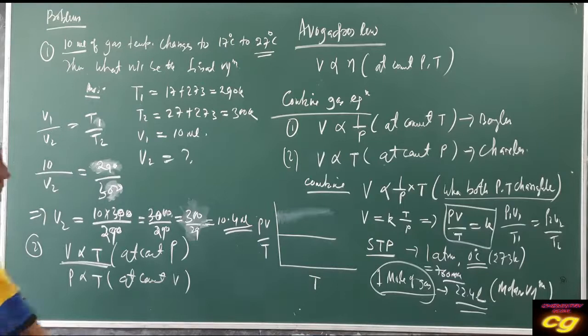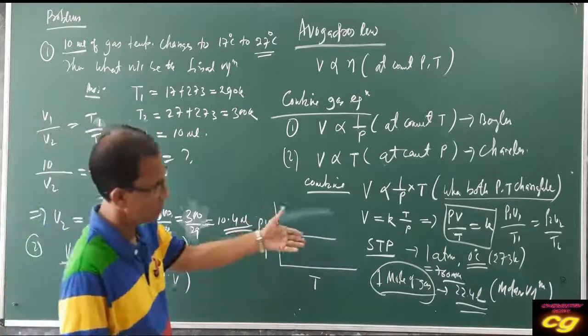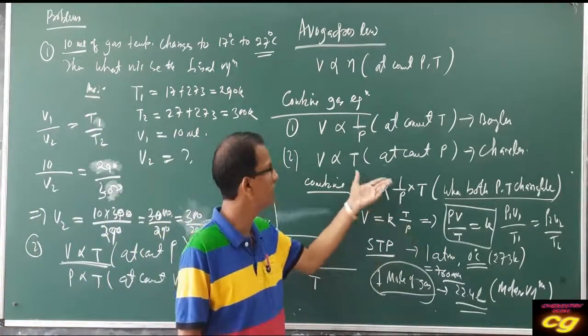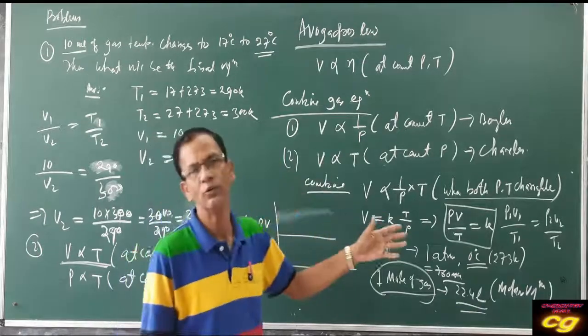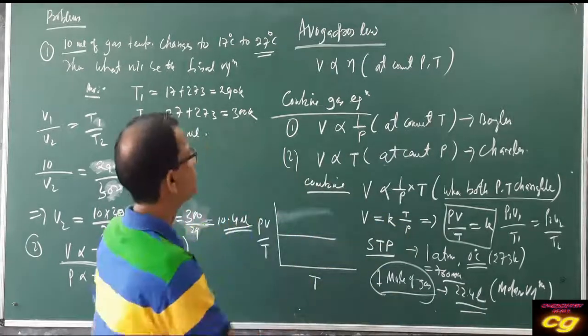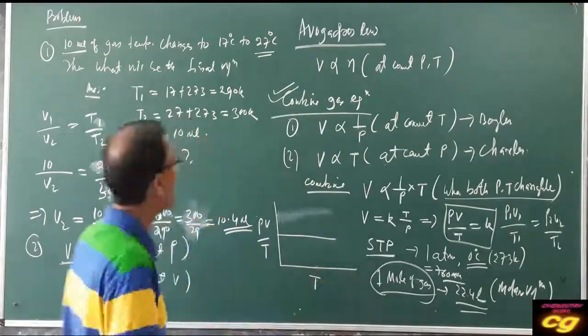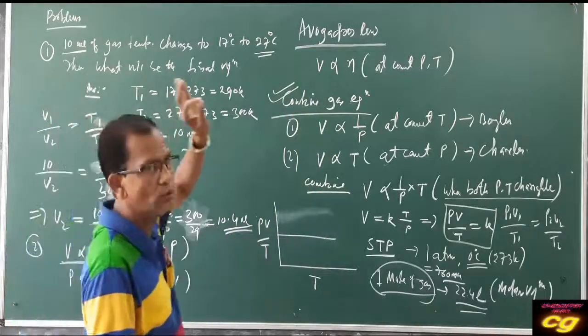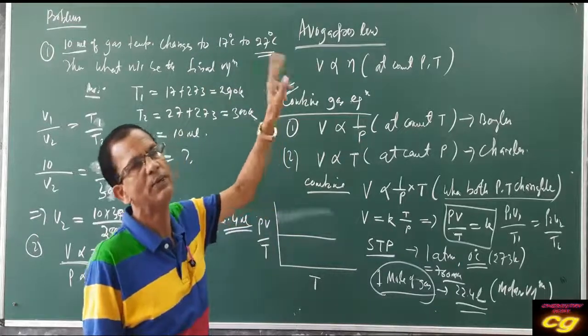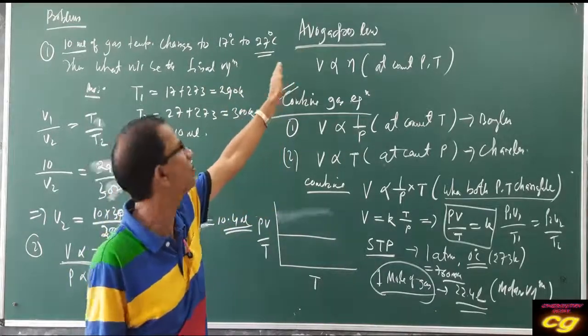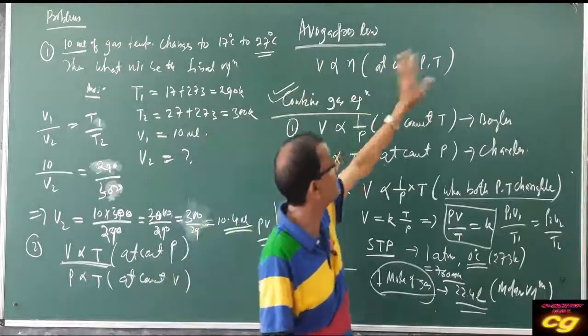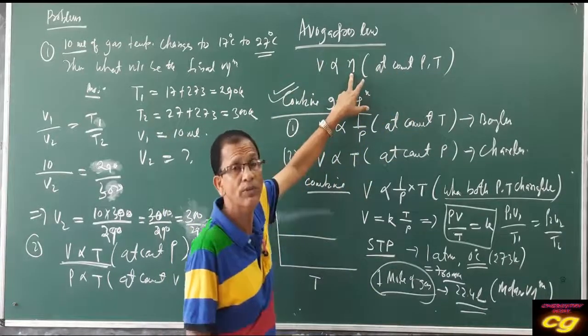So this is regarding the relation between P, V and T when both are changeable. The combined gas equation is used when both are changeable. When only one factor is constant and the other is changeable, it may be Boyle's law or Charles's law. But when P and T are constant, only N is considered.